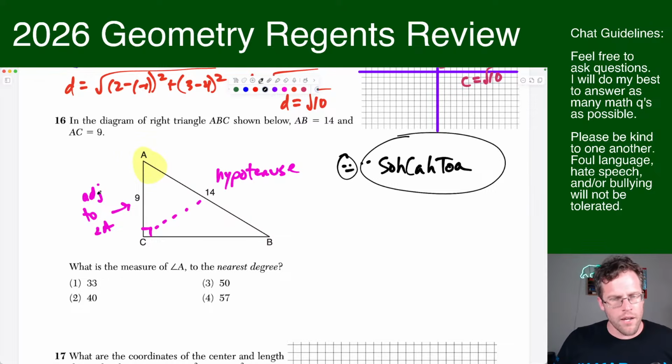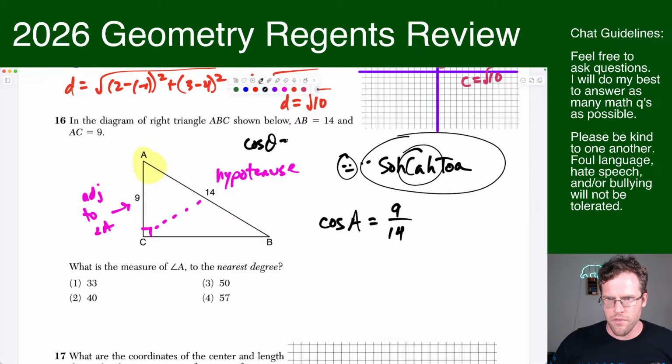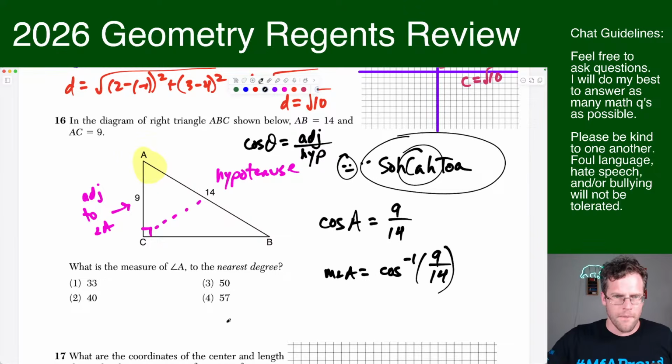And you're like, all right, I have the adjacent and the hypotenuse, which tells me cosine. So I would say cosine of angle A, capital A, is equal to the ratio of the adjacent side over the hypotenuse. So it equals 9 over 14. Cosine of any angle theta is the ratio of the adjacent to the hypotenuse. So I set up the ratio 9 over 14. But then the opposite of cosine is cosine inverse. So I say the measure of angle A is cosine inverse of 9 over 14, and then just type it in.